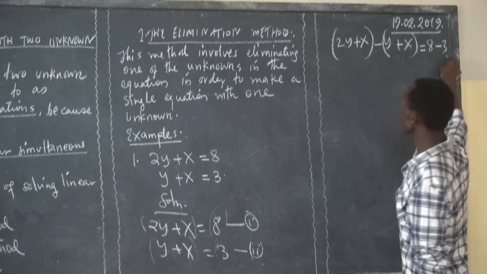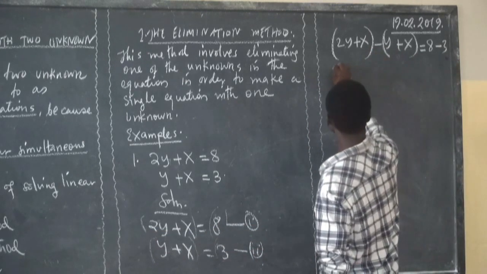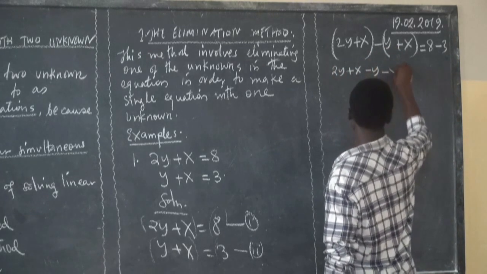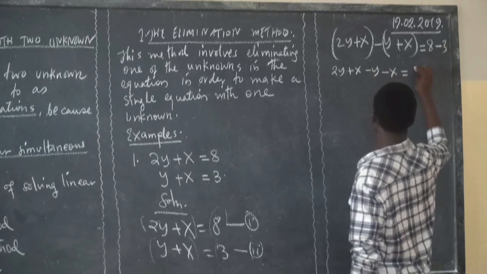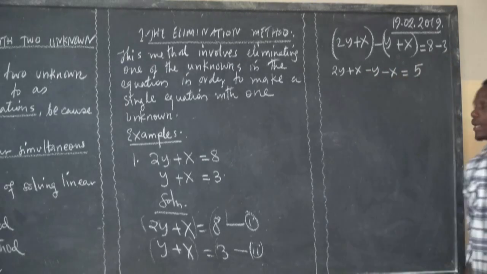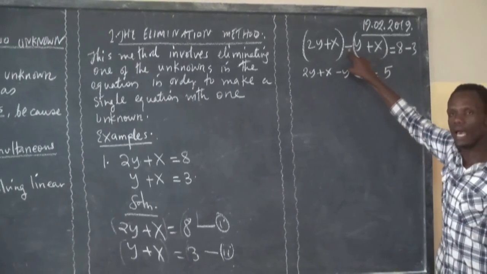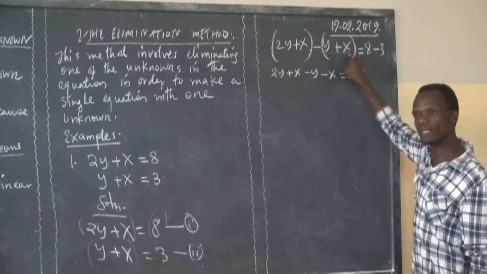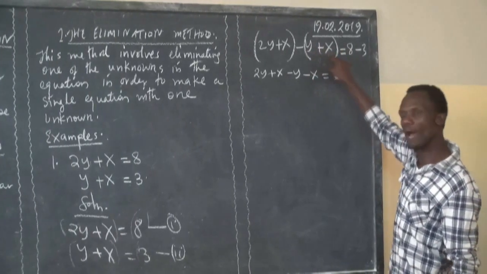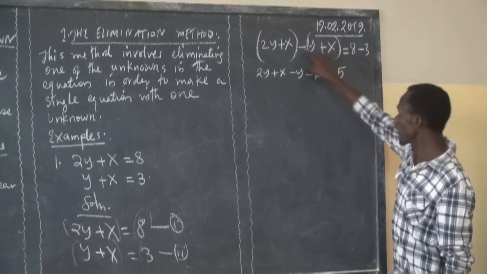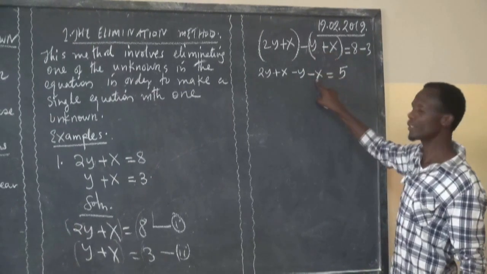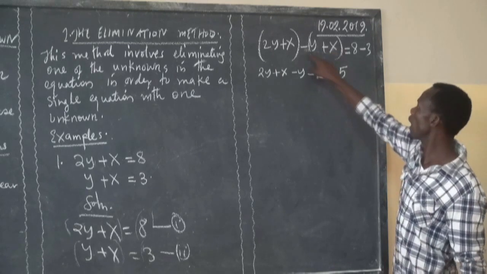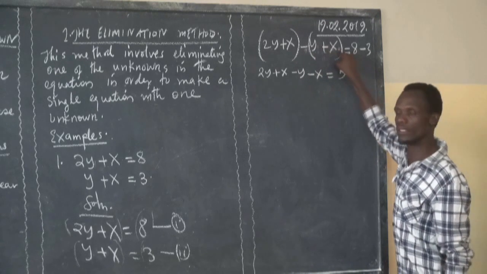Are we together? Now, open the bracket: we have 2y plus x minus y minus x is equal to 8 minus 3, which is 5. The negative outside has affected all the terms found in the bracket. Negative times positive is negative, and that's why we have negative y and negative x.